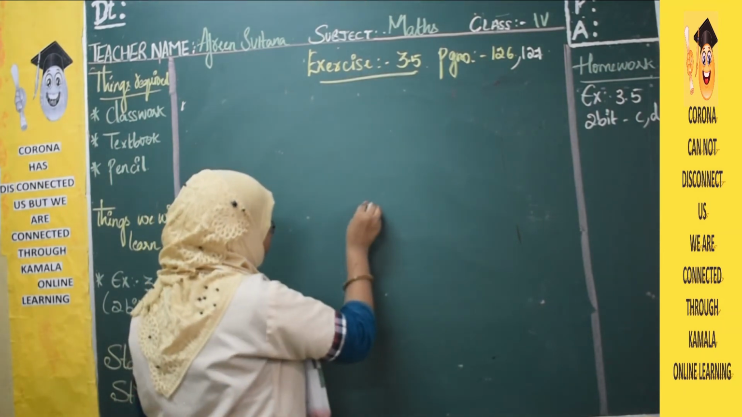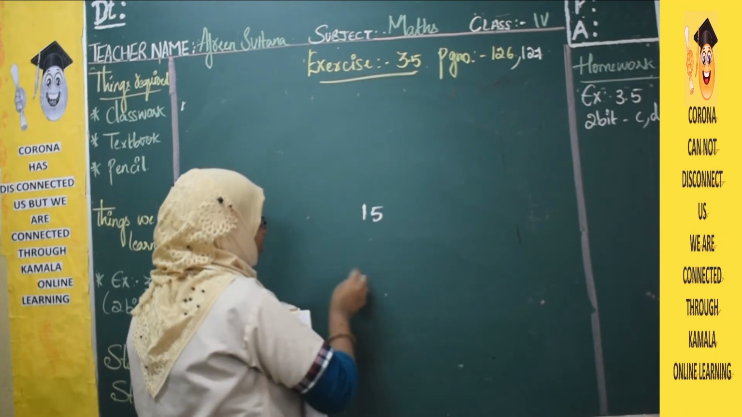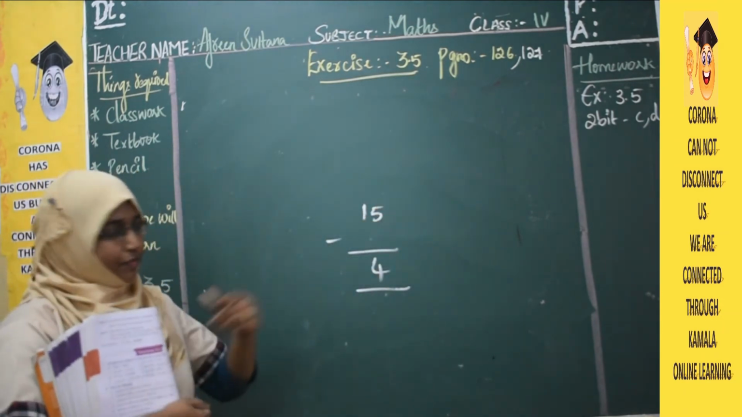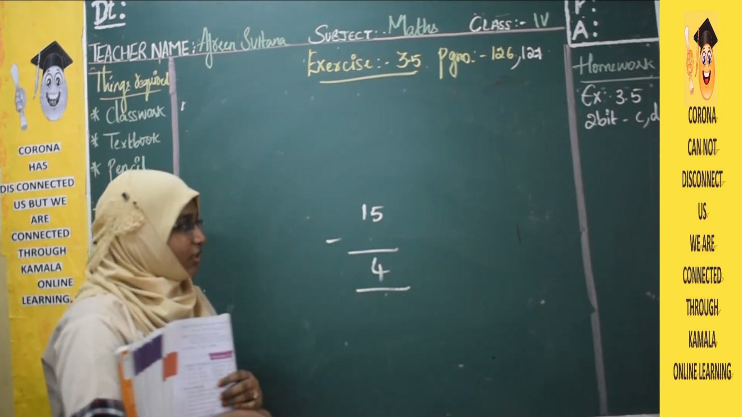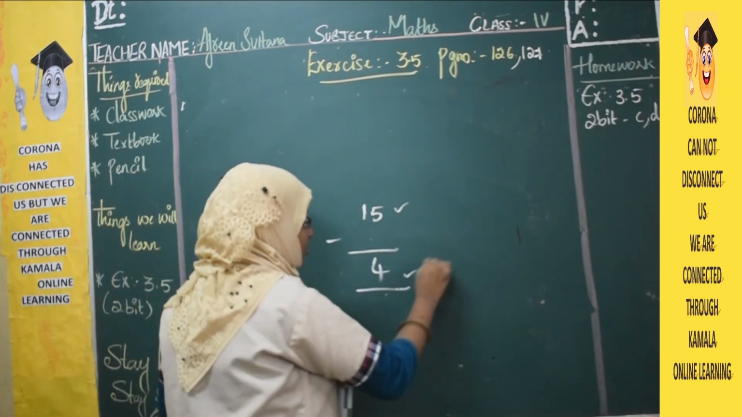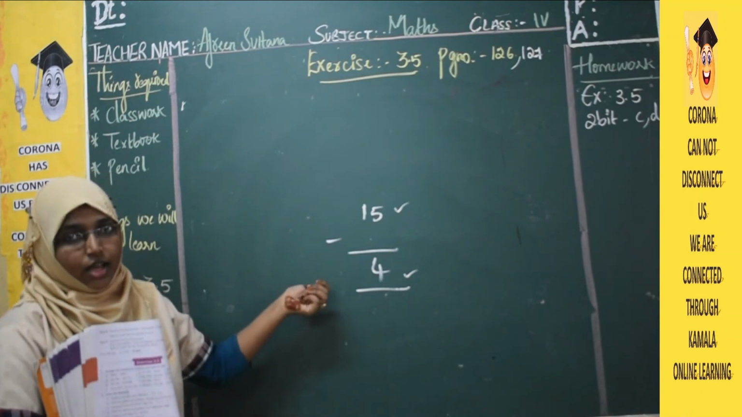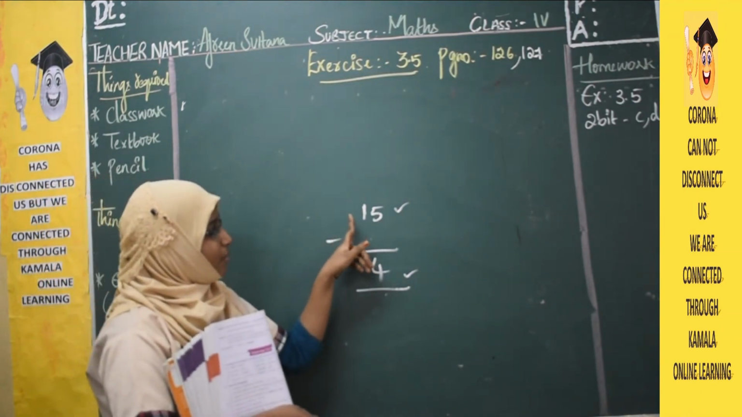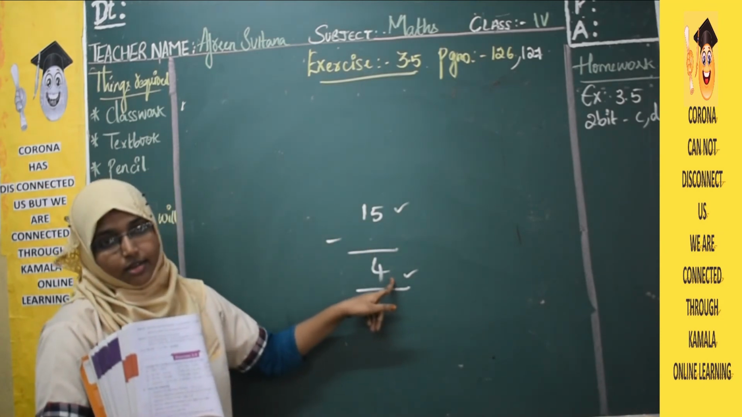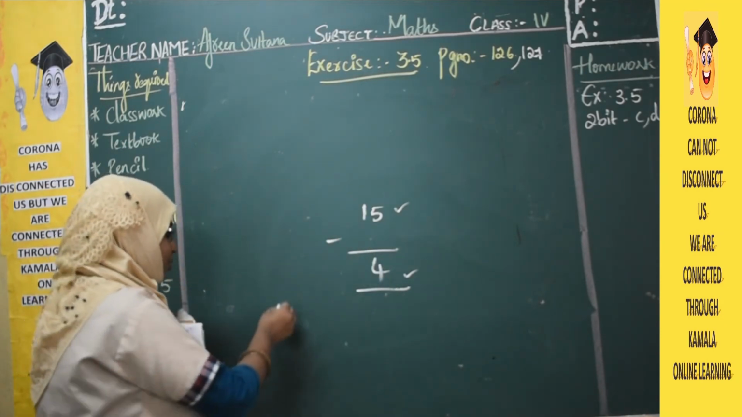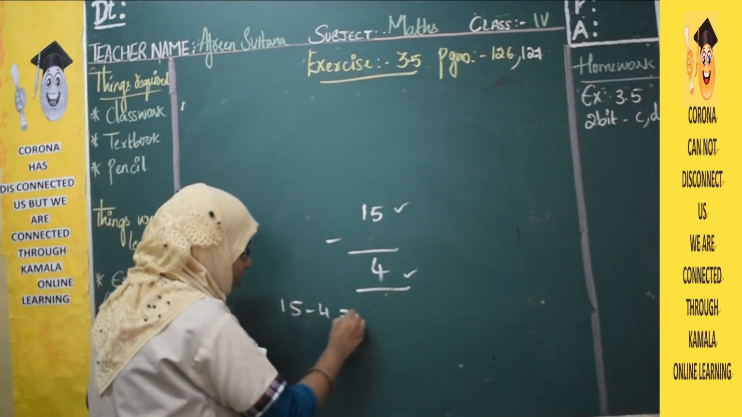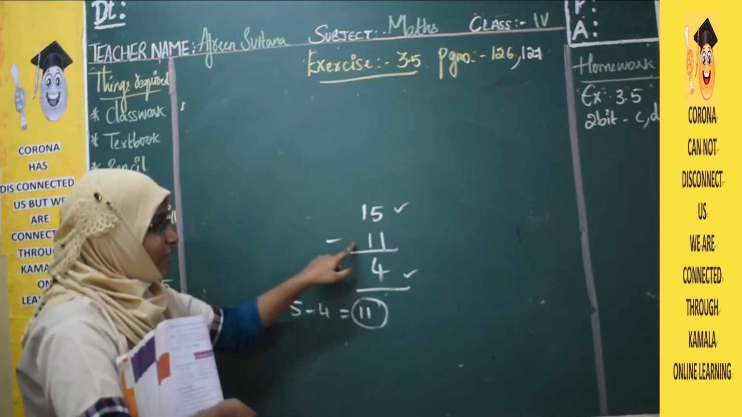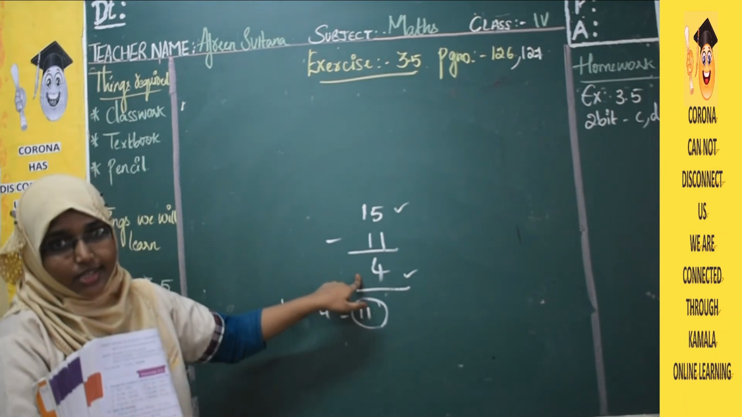Now if I give you an example like 15 and 4: what number should be subtracted from 15 to get 4? This is our minuend, this is our difference. Now what we need to find is the subtrahend. To find the subtrahend, simply subtract minuend minus difference. So 15 minus 4 is 11. So the number you need to subtract is 11. If you subtract 11 from 15, you will get the result 4.